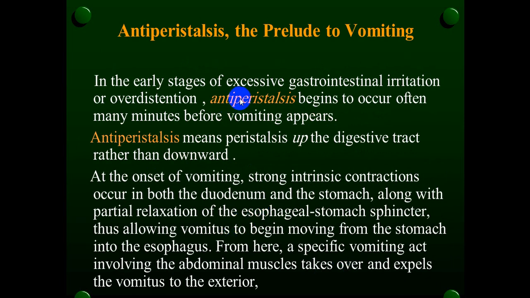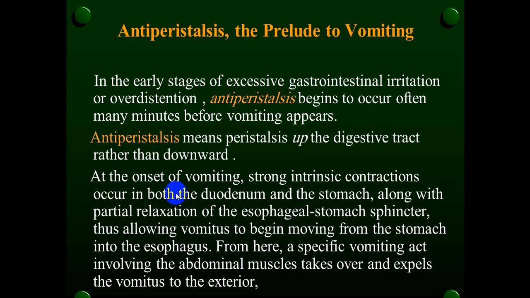In the early stage of excessive GI irritation, there will be anti-peristalsis movement, mean peristalsis up the digestive tract rather than downward movement. فمن يظهر علامات التقيؤ راح تصير عندنا حركة عكسية باتجاه الفم من الأسفل إلى الأعلى. المفروض الحركة هي من الأعلى باتجاه الأسفل، من يصير التقيؤ تكون الحركة باتجاه الأعلى، حركة عكسية نسميها anti-peristalsis.